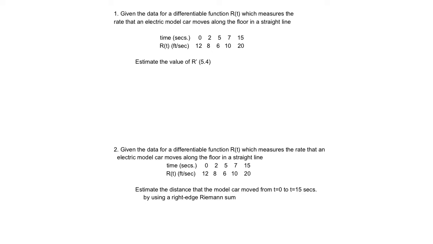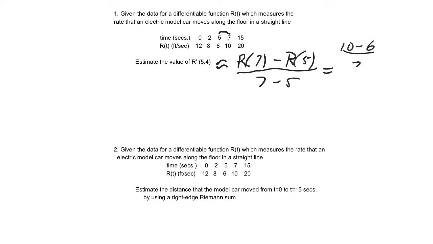In number 1, they ask you to find r prime of 5.4. 5.4 is in this region, so basically I'm going to estimate that by using the average rate of change. In other words, r of 7 minus r of 5 over 7 minus 5. That ends up being 10 minus 6 over 2, 4 over 2. The answer is positive 2.